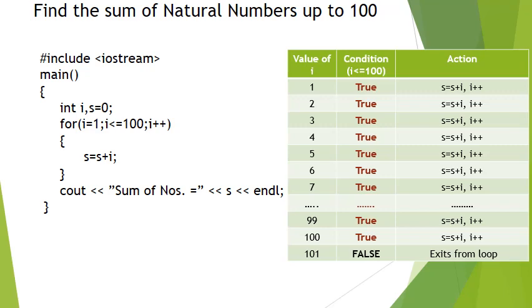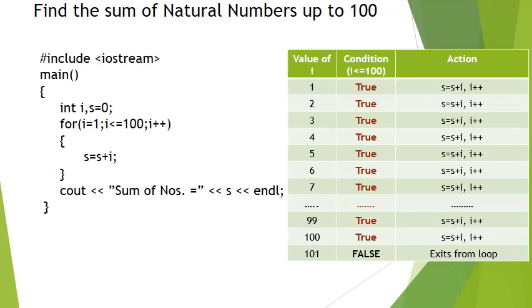Again it will check 3 less than or equal to 100. Yes, the condition is true. I is added with s and again I is incremented by 1. If the loop proceeds in this way, suppose at a particular point the value of I becomes 99. It will check the condition 99 less than or equal to 100. Yes, the condition is true. So it will add 99 with the s value and it will increment I by 1.